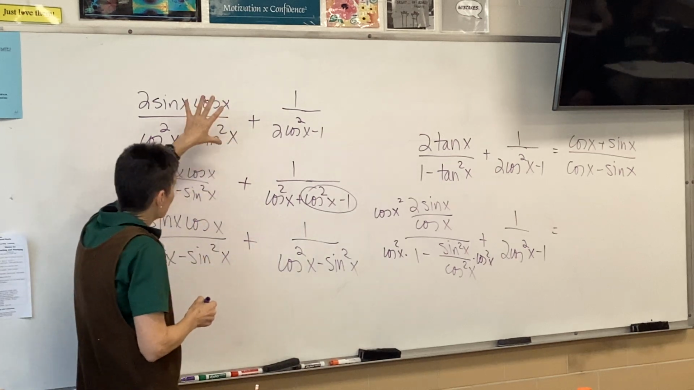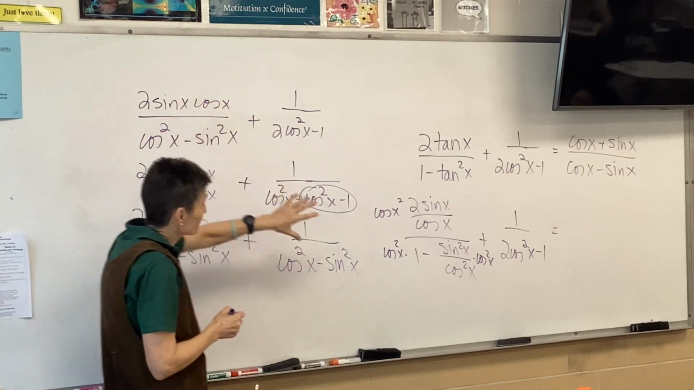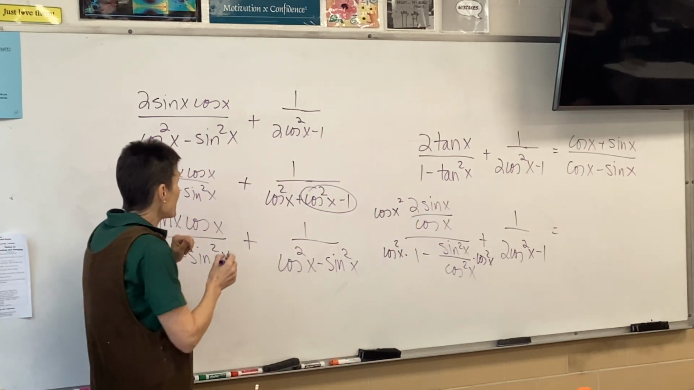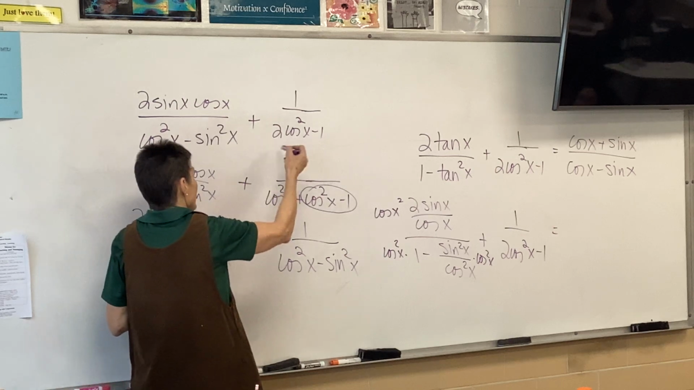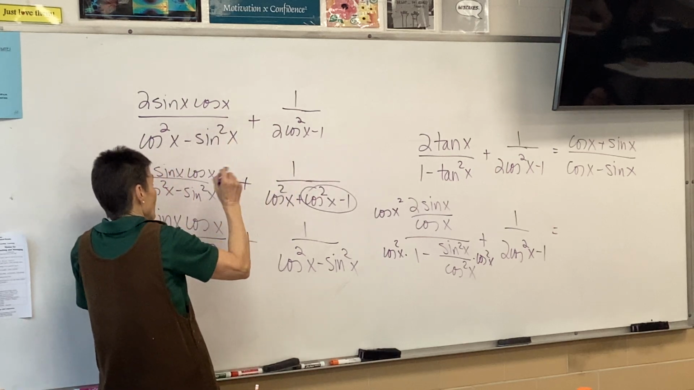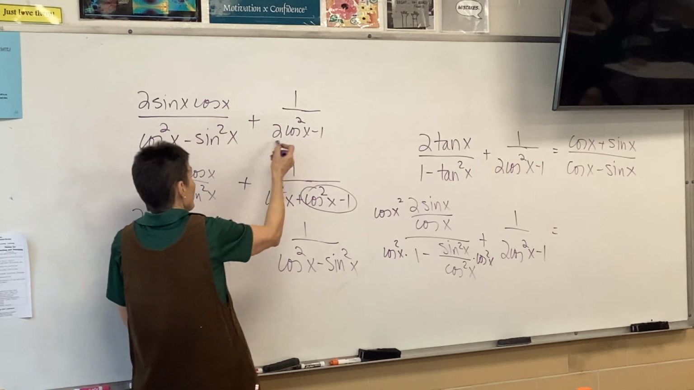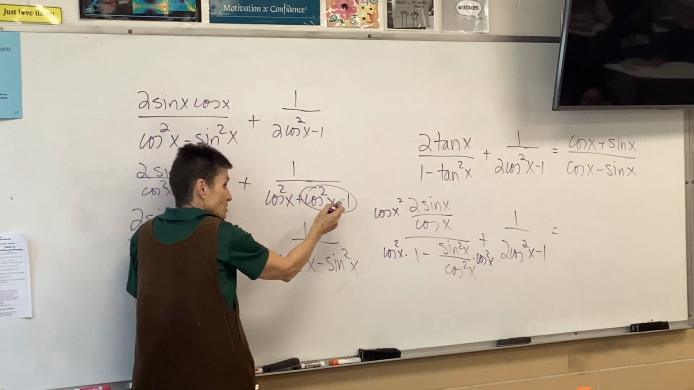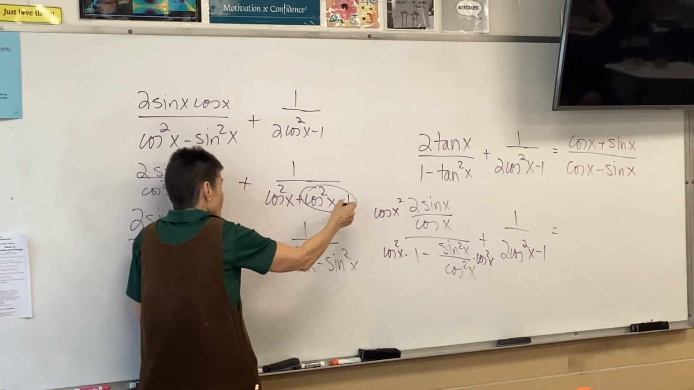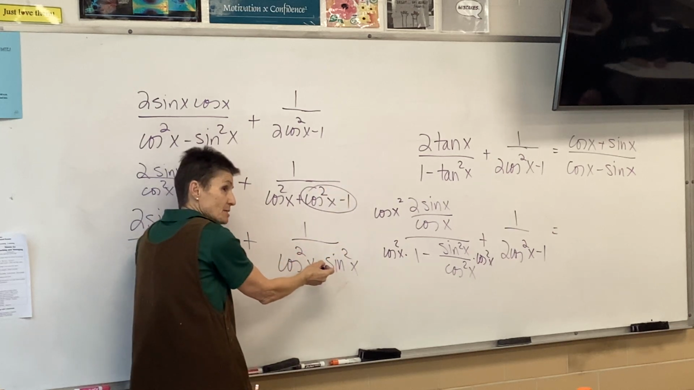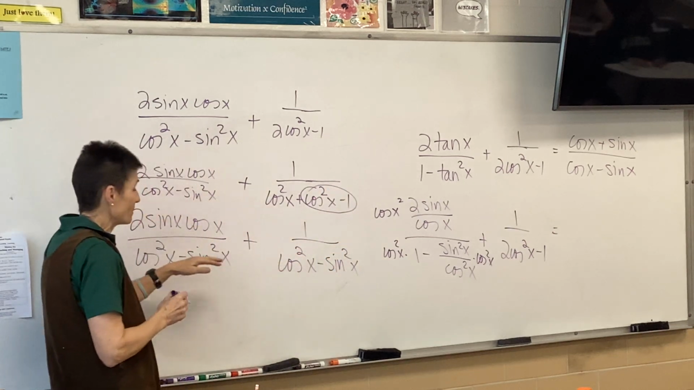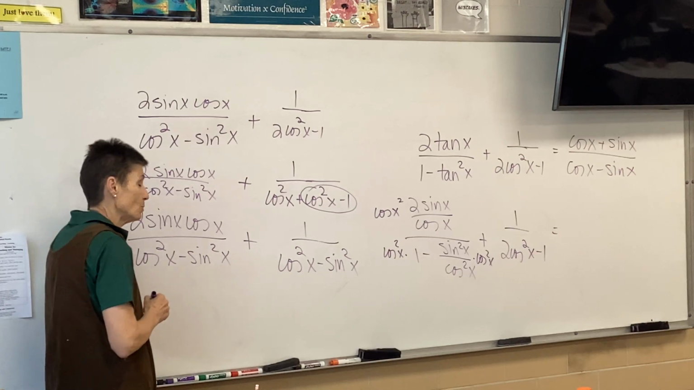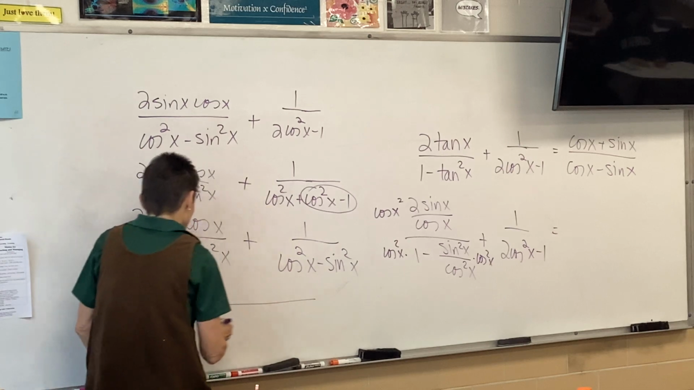Okay, so we cleaned this up by changing the tangents into sines and cosines. Then we took this denominator that Maren had talked about before, and we rewrote it as cosine squared plus cosine squared minus 1. And cosine squared minus 1 is negative sine squared. So now my denominators match. Would you agree? That is cool. So let's look at what we have.